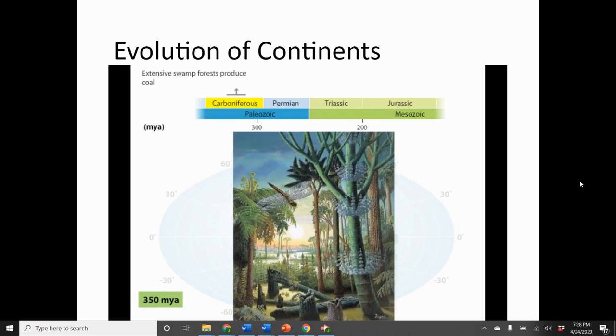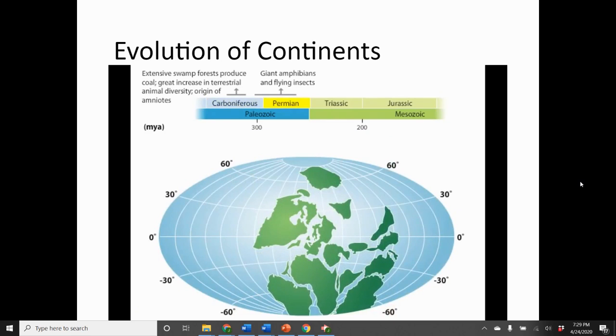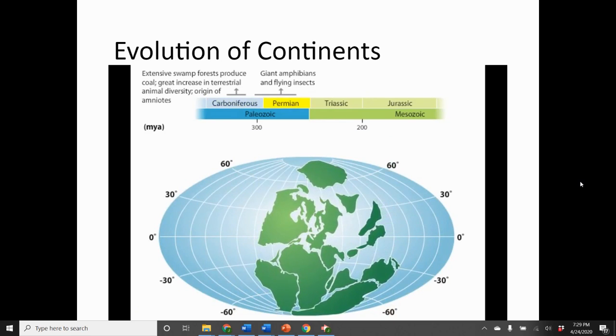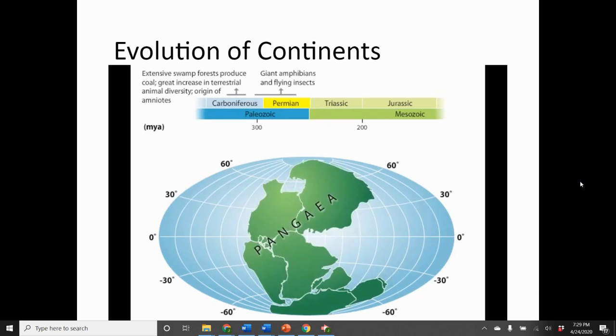The fossilized remains from the forests formed the coal we now mine for energy. The diversity of terrestrial animals increased greatly. Amniotes, with their well-protected eggs, evolved, as did giant amphibians and winged insects, the first animals to fly. During the Permian period, the continents merged into a single supercontinent called Pangaea.